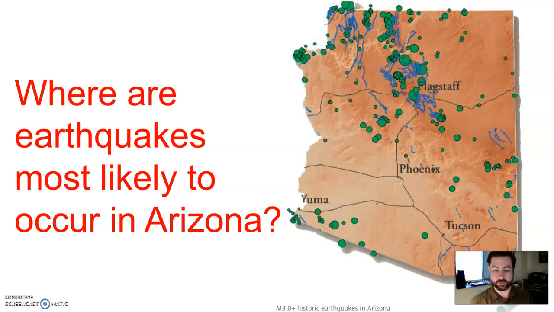Where there's volcanoes, there's material moving underground. Sometimes that material moving underground shifts things, moves things, creates earthquakes. So in Arizona, the area most likely to have an earthquake occur would be the northern Arizona Flagstaff area.